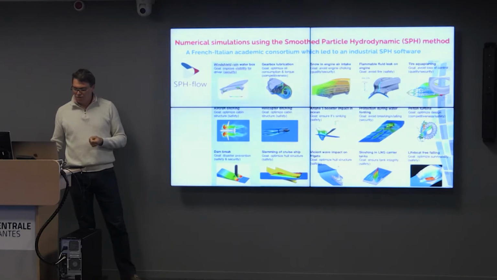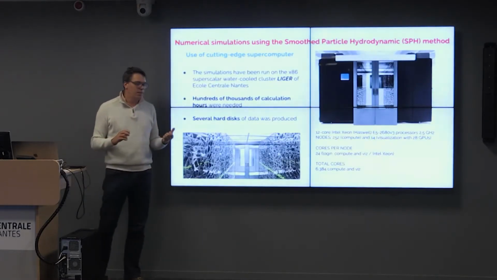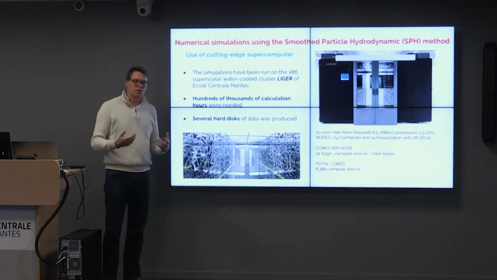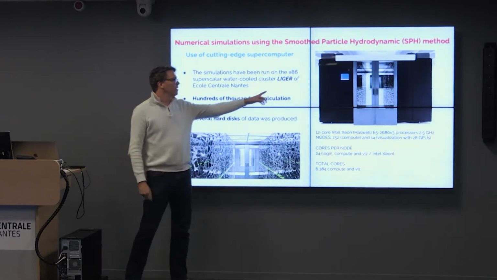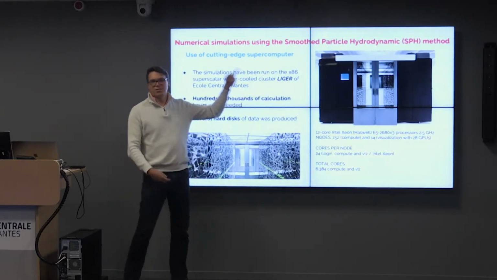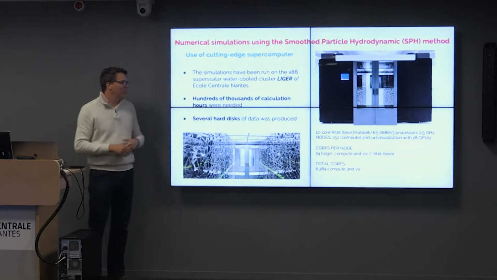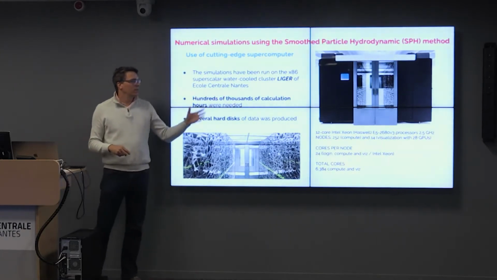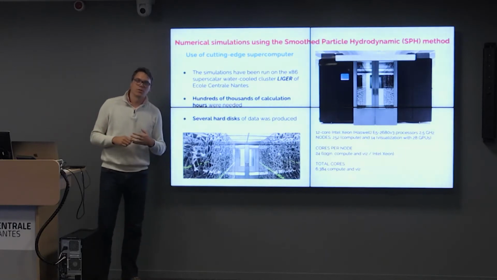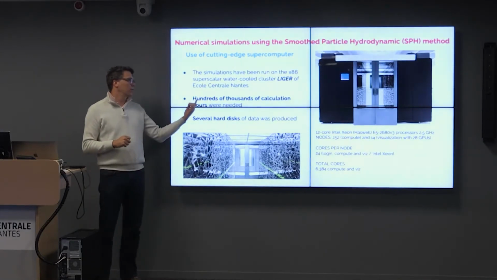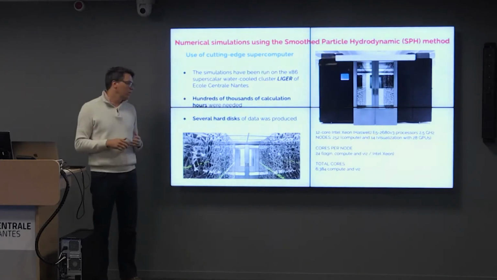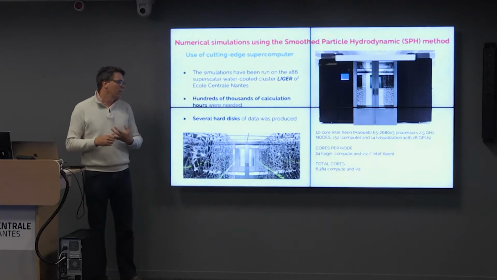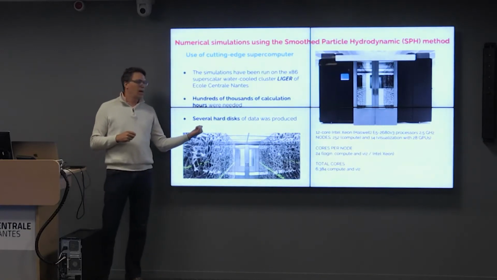And another tool we needed is, since we went up to do very large simulations in the end, we needed a supercomputer, and we used the supercomputer of Central Nantes. And in a funny way, this supercomputer is called Liger. So I'm back to my initial map. On this supercomputer, where we have a few hundreds of cores, in the end we made simulations. We required hundreds of thousands of calculation hours, with few million of calculation points, and in the end we end up with several hard disks of data.